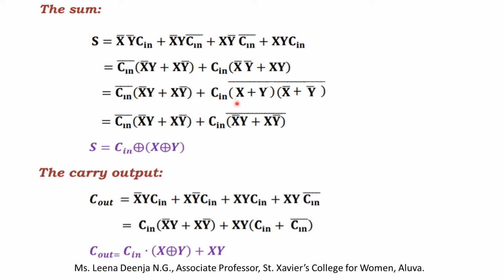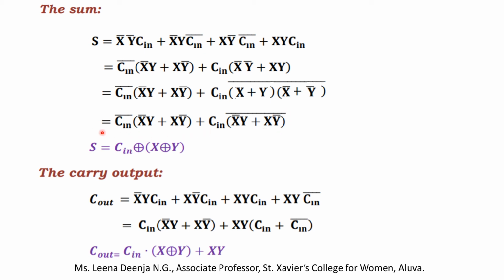So C in into X bar bar, that is X. Then this AND is changed into OR. So plus Y bar bar, that is Y, into this, plus, now we change into X bar plus Y bar whole bar. Then the third term it is C in into. Now we multiply this X with X bar, X X bar is 0. Similarly Y Y bar is also 0. Then the other terms are X bar Y and X Y bar. So it is C in into X bar Y or X Y bar whole bar.